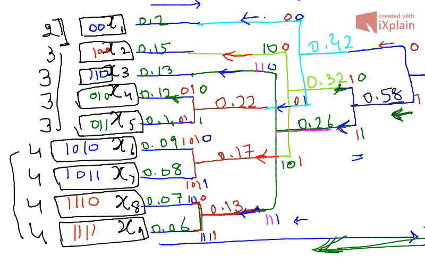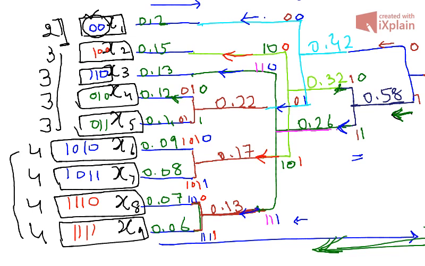Now another property: you can see that the code word for x1 is 00, right? Now whenever in memory you encounter 00, you can decode it as x1. This 00 is not available in any other code. It is not the prefix of any other code. For example, if you see x2, it doesn't start with 00. x3, it doesn't start with 00. x4, it doesn't start with 00. Even x9 doesn't start with 00. So it is a unique code. So this is called prefix free.